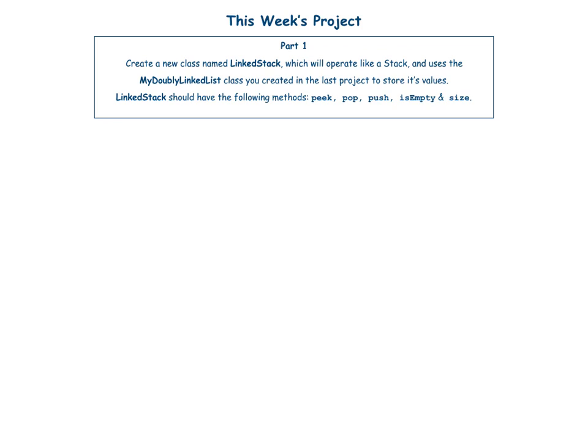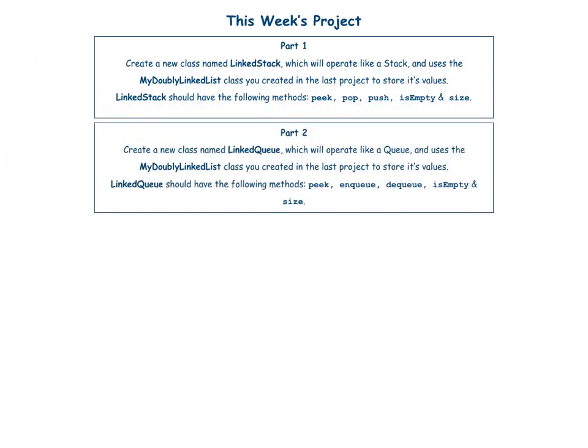So, for this week's project, there will be 4 parts. Part 1, you will create a new class named linkStack, which will operate just like a stack, and will use the myDoublyLinkedList class you created in the last project to store its values. The methods this class must have are the peek, pop, push, isEmpty, and size method. Then for part 2, you will create a linkedQueue class, which will operate just like a queue, and will use your myDoublyLinkedList class that you created in the last project to store the values. The linked queue will have the following methods: peek, enqueue, dequeue, isEmpty, and size.